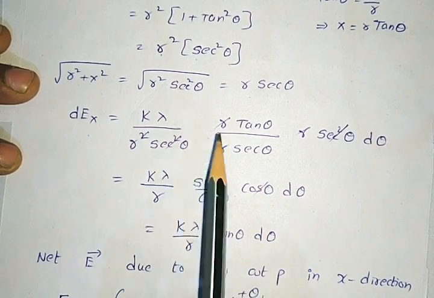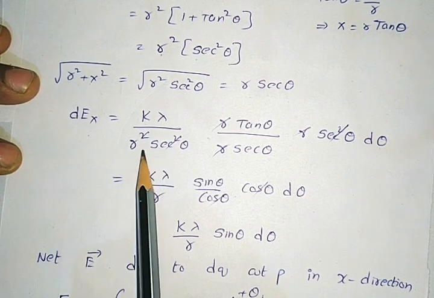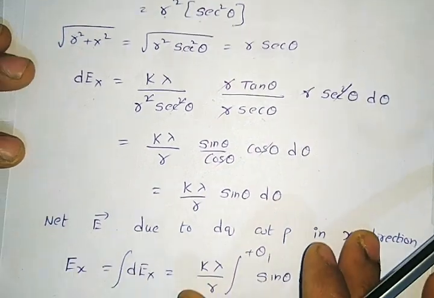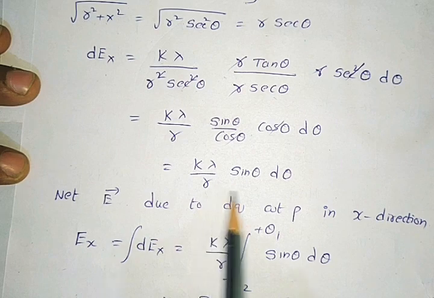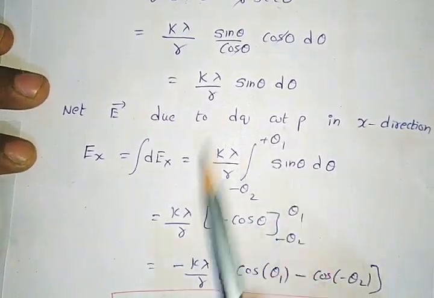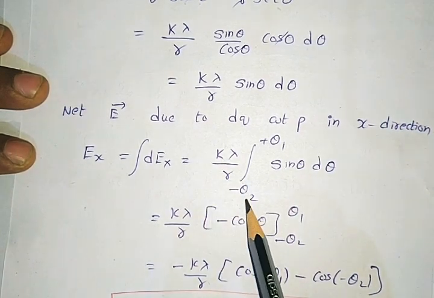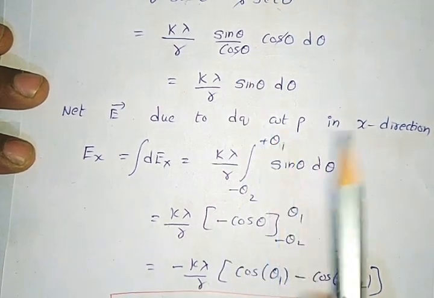So in the place of dE I got the result as k lambda by r square secant square theta. So one by one you can substitute this and try it. The result you will get is k lambda by r into sin theta d theta. Again here, for the overall field you just need to integrate. So I am taking the limits from minus theta 2 to theta 1. So I am integrating this particular result we got here.